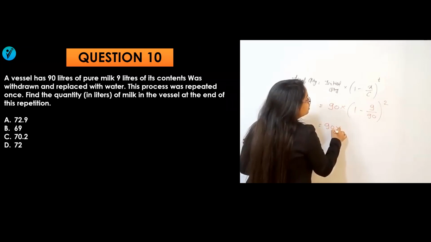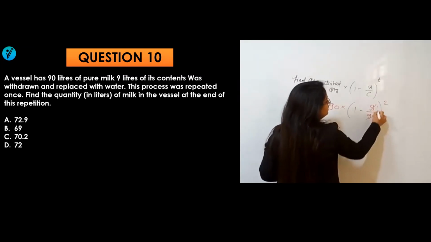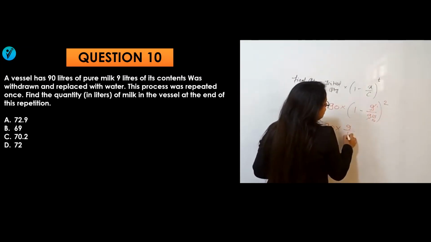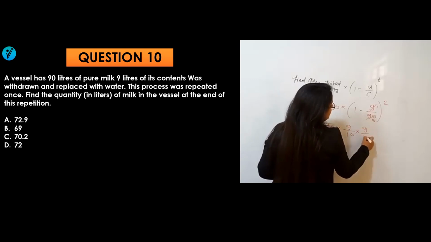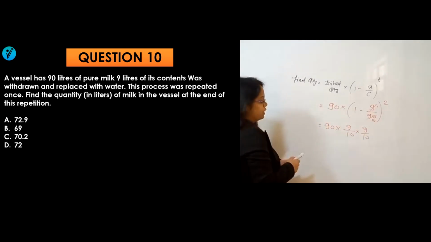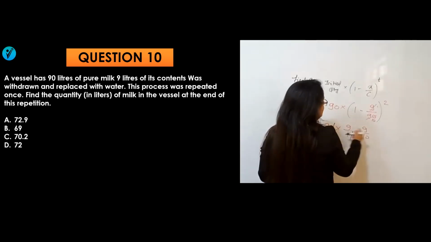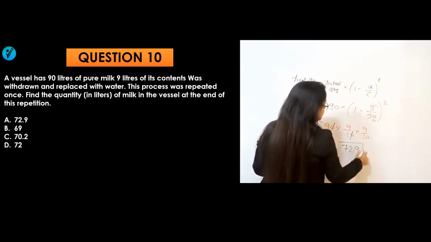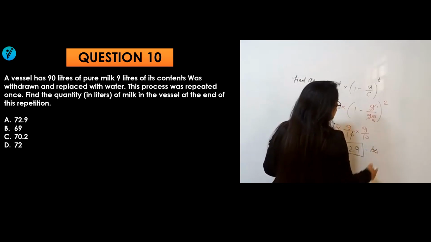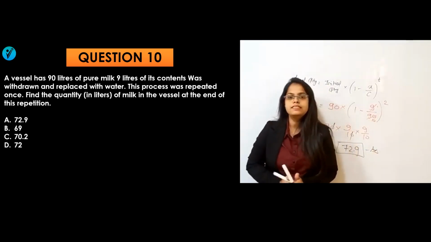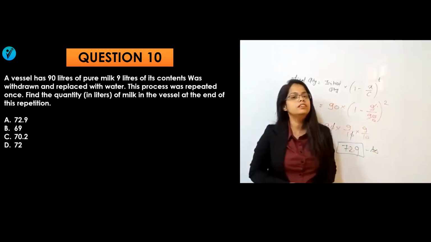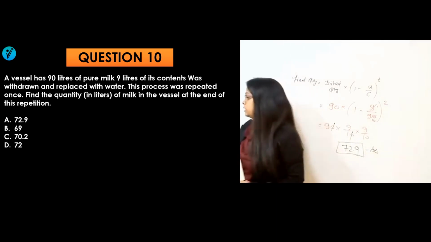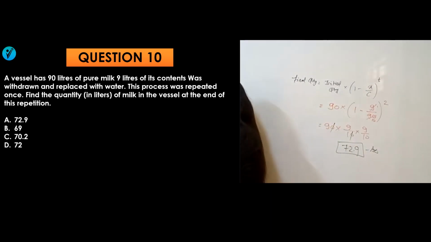90 into (1 minus 1 by 10). So 1 minus 1 by 10 is 9 by 10. 9 by 10 squared is 9 by 10 into 9 by 10. So you can simply see the 0, 0 cancelled, 9, 9, 9 cubed is 729. Divided by 10 means 72.9 will be your answer. Easier. Option number A is your answer. Now let's go for the next question.